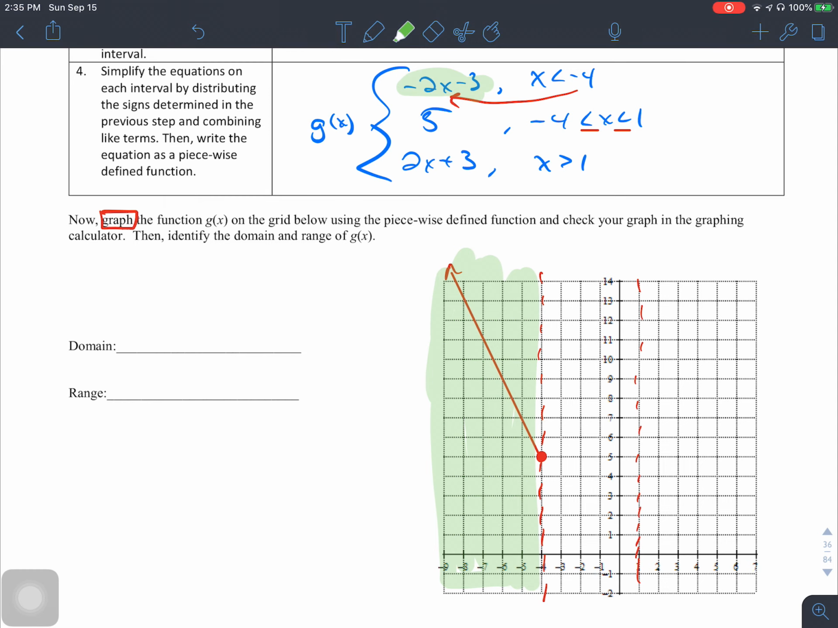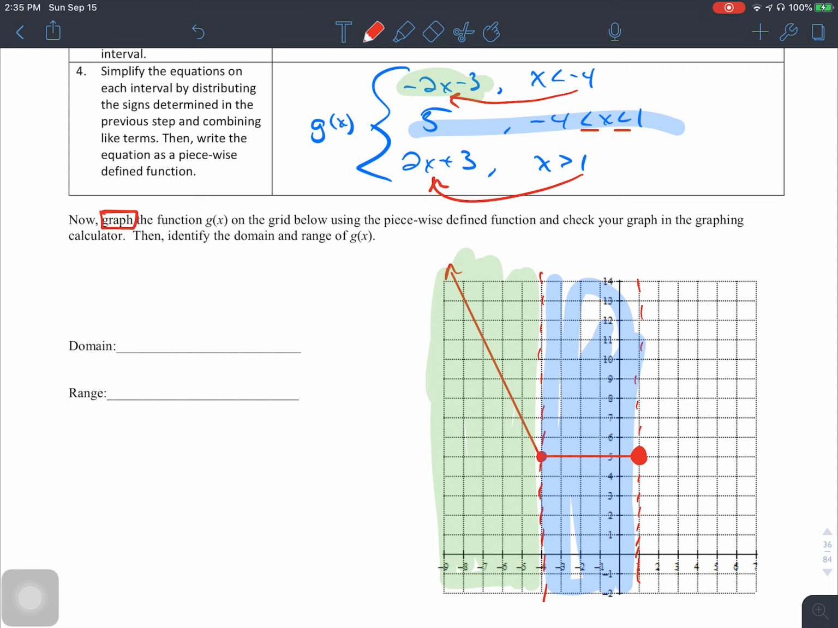From -4 to 1, we're supposed to graph y equals 5, which is just a horizontal line, like so. The last part, 2x plus 3. I can do this in a couple ways. I can figure out where this is hitting 1 by putting 1 in. 2 times 1 is 2. 2 plus 3 is 5. That confirms this dot that I already have here.